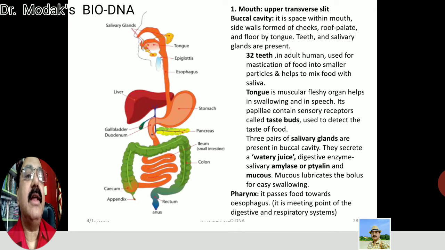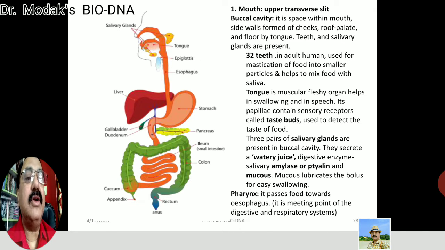You know that the teeth and salivary glands are present within this buccal cavity. In an adult human we have 32 teeth. They are used for mastication of the food. Physically, the larger particles of the food are broken down into smaller particles for effective reactions, and the teeth also help to mix the food with the saliva. Then the tongue is a muscular fleshy organ that helps in swallowing the food bolus. It presses that bolus into our pharynx and into the esophagus, thereby helping swallowing.